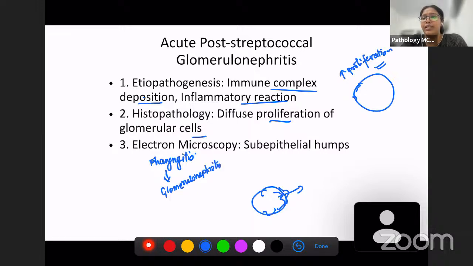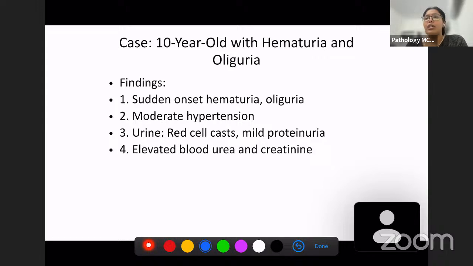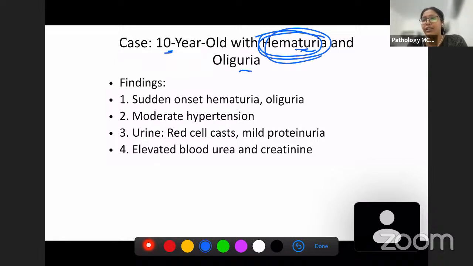Okay, this is the ideal scenario of post-streptococcal glomerulonephritis. Streptococcal pharyngitis followed by glomerulonephritis. Right? Now here is a case. Okay, this is very clear cut. This is a 10-year-old girl with hematuria. Very clear cut. Right, and then there is oliguria.